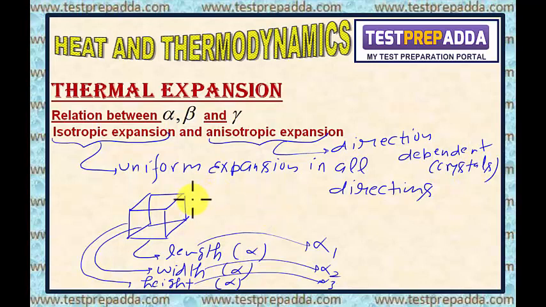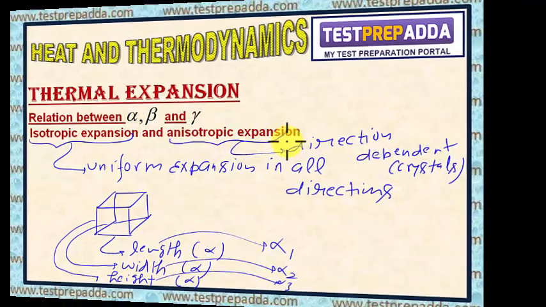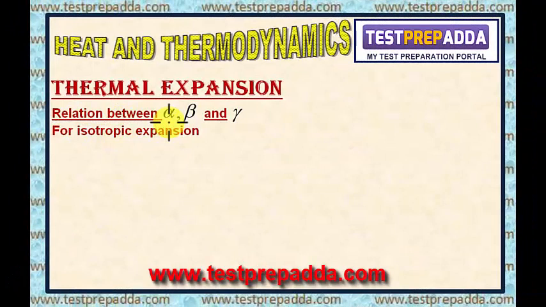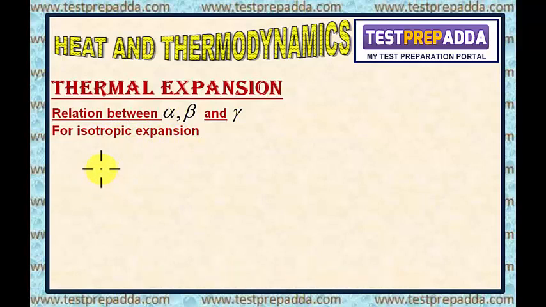So here, first I will talk about the relation between alpha, beta and gamma for isotropic expansion, and then I will talk about the relation between alpha, beta and gamma for anisotropic expansion. Relation between alpha, beta and gamma for isotropic expansion. Consider a cuboid.